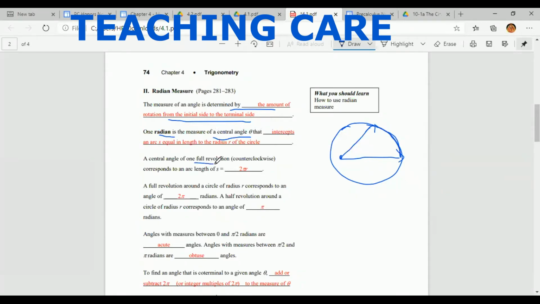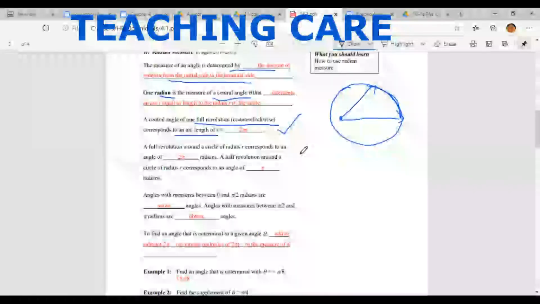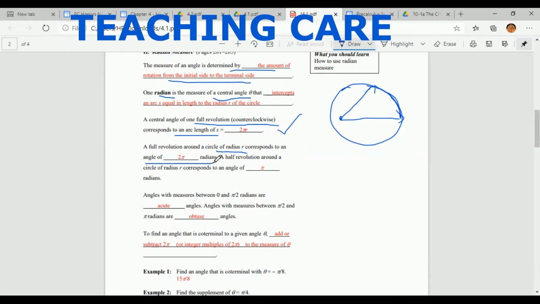Next, what is the central angle? A central angle of one full revolution, counterclockwise, corresponds to an arc length S that is 2 pi r. A full revolution of a circle of radius r will correspond to an angle of 2 pi radians. A half revolution will be pi, because 2 pi was there for the full revolution, and half of that will be pi. You understand this term?